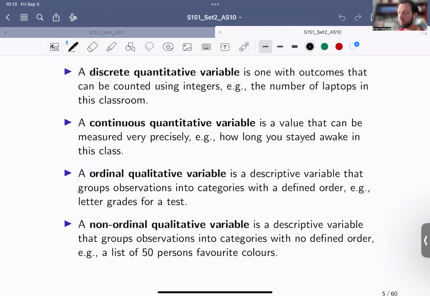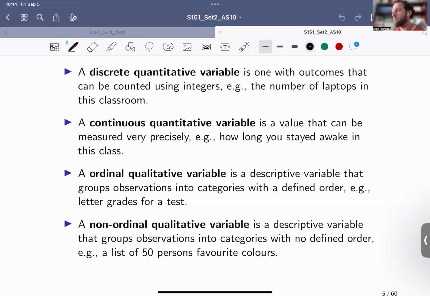With qualitative variables, we have ordinal or non-ordinal. This distinction is also fairly straightforward. An ordinal qualitative variable is one that has an inherent order to it, hence the word ordinal, whereas a non-ordinal qualitative variable is simply one that has no understandable order. So for example, I described a data set that had an apple, an orange, and a pear in it. That would be non-ordinal because there's no defined order between those three types of fruit. The apple doesn't necessarily come before the orange that comes before the pear. There's no natural ordering of those objects.